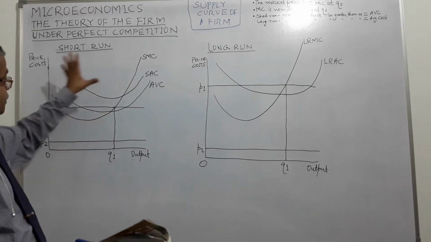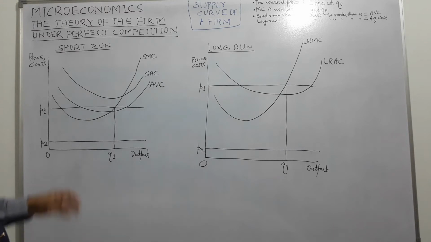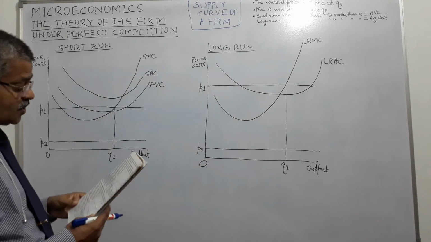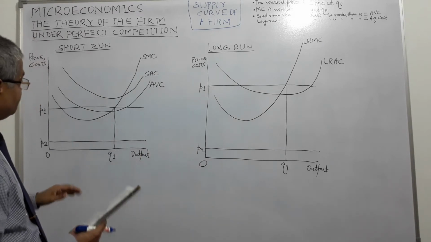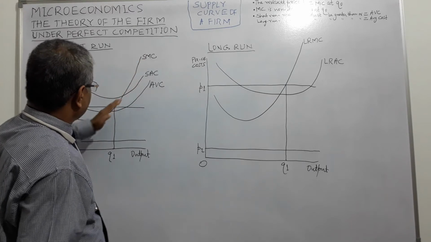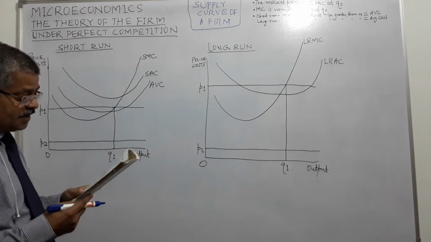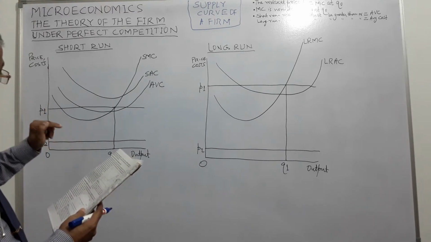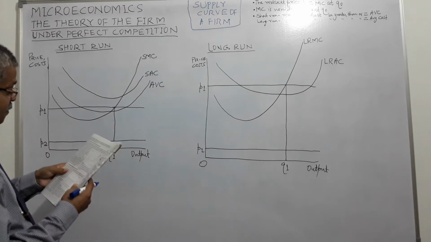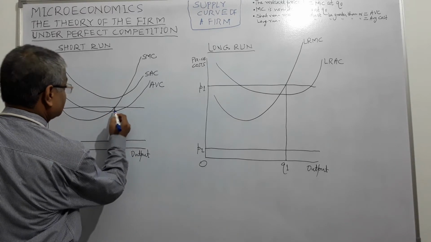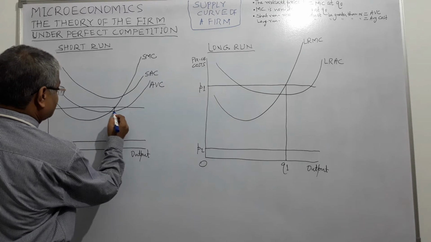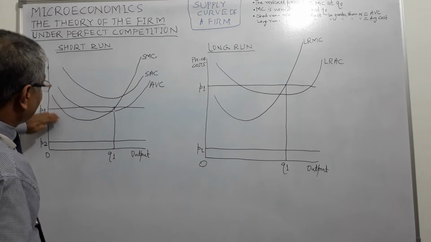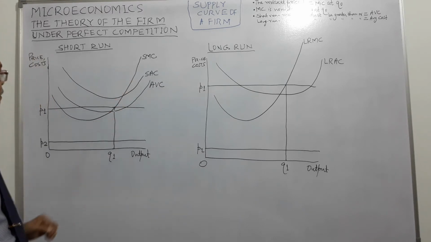So when we summarize this, we can say a firm's short run supply curve is the rising part of the SMC curve from and above the minimum AVC. Where is the minimum AVC? Minimum AVC is here, where the SMC curve cuts it from the minimum level.